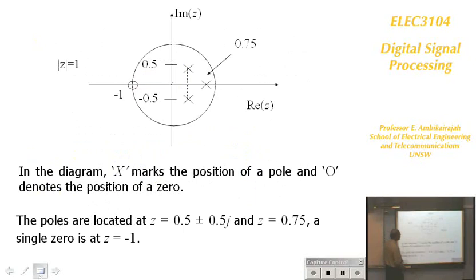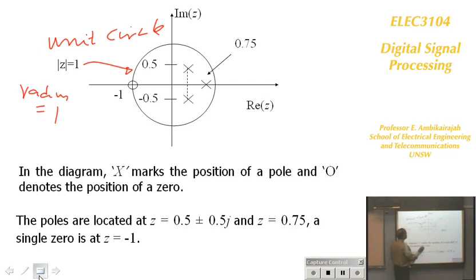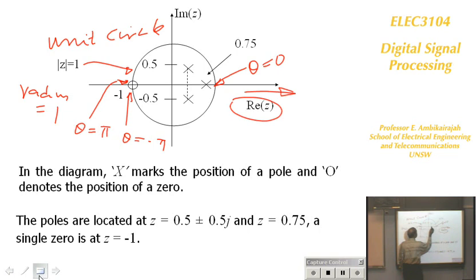So here's an example of a pole zero diagram. This is my unit circle, radius equal to 1. Now, I have got a zero here. What's that position? Well, this position is my angle theta equal to 0, and this position is my angle theta equal to pi, or you could say theta equal to minus pi as well. That's also right. This is the real axis, remember? I have got a zero on the real axis, and I've got a pole on the real axis. Then this is complex, because that's real and that's complex. So this is a complex conjugate.